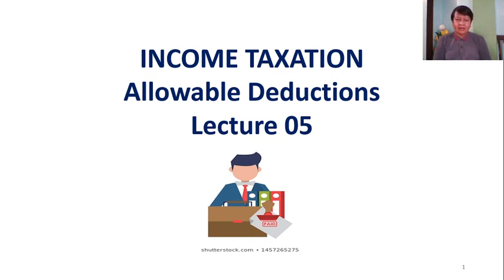Because when it comes to accounting, the word deduction refers to the business expenses. It is called allowable deductions in taxation because it is allowed by the BIR to be deducted from the gross income to arrive at the taxable net income. So the BIR again allowed these expenses as deductions from gross income to arrive at the taxable net income.